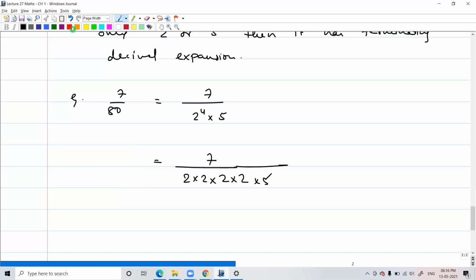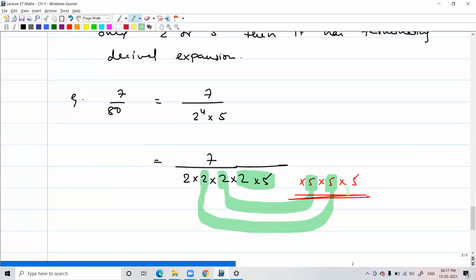See what I'm going to do. I already have one 5 over here, and I'm going to multiply another 5, one more 5, and one more 5. Why did I multiply three 5s? Because for this 5 and 2, I already have a pair. Now I made a pair for these two also, and I made a pair for these two, and am I making a pair for these two?